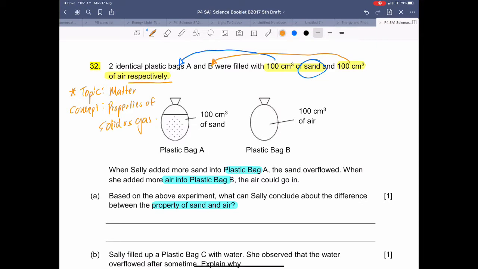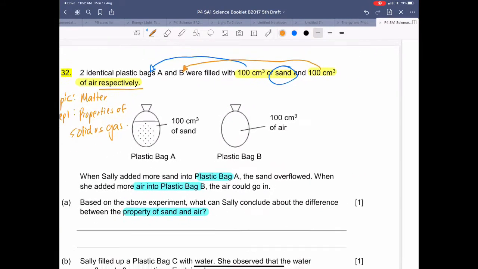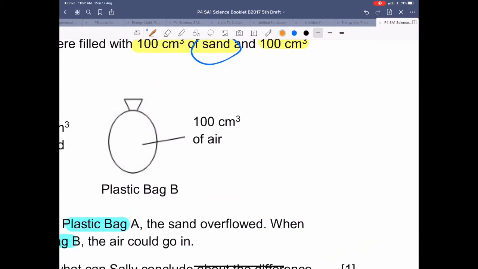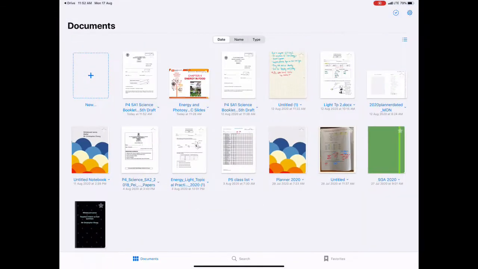So whenever you answer this kind of question and you are not so sure, I always suggest that you construct yourself a table of the different properties. You remember the table that I always show you? I'm going to show you again because some of you might have forgotten how to construct it.